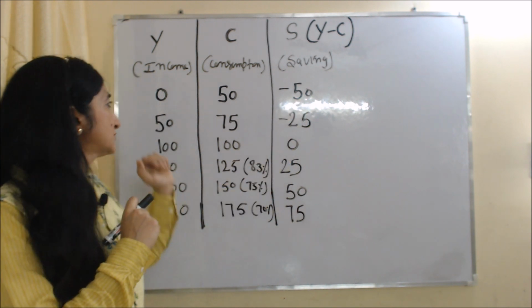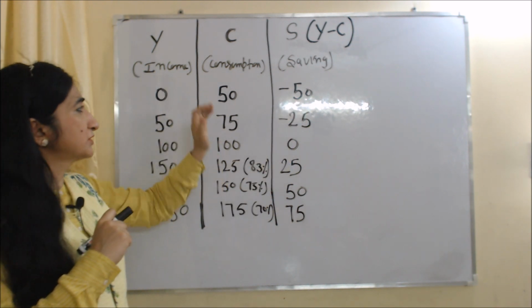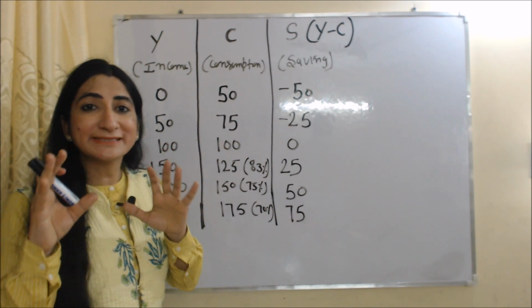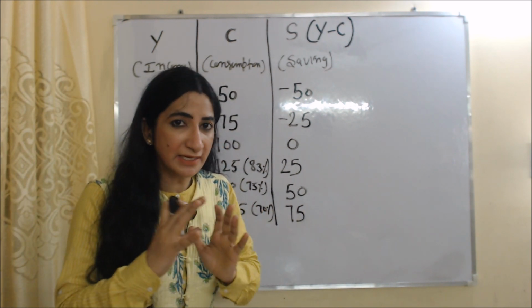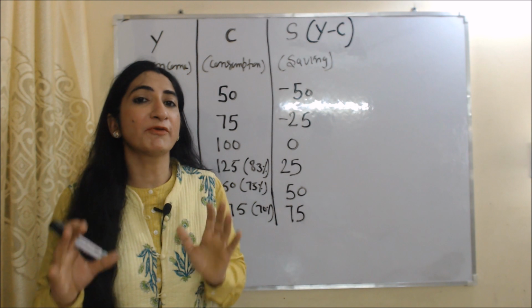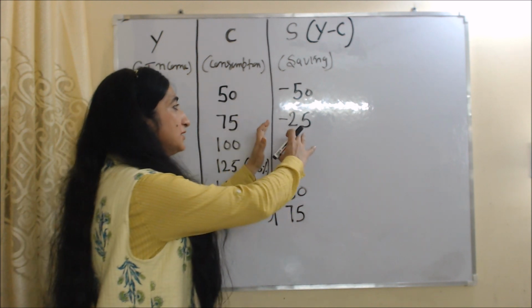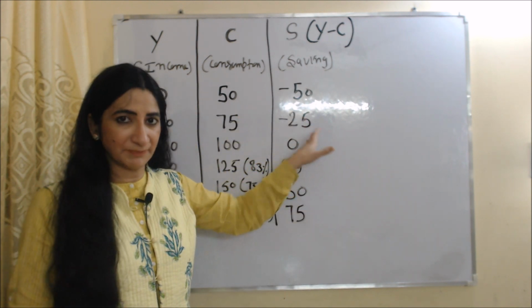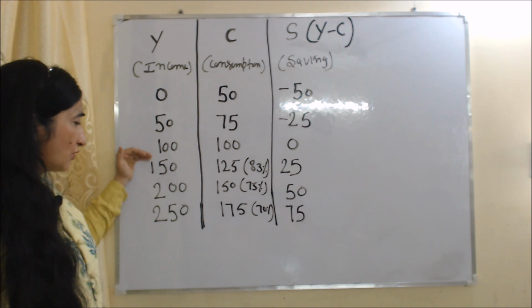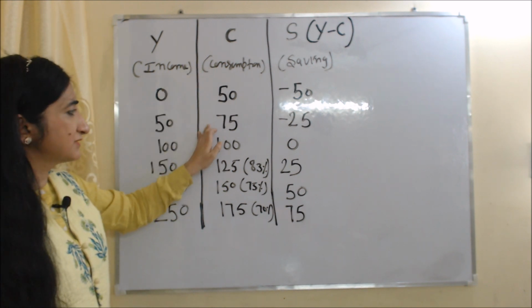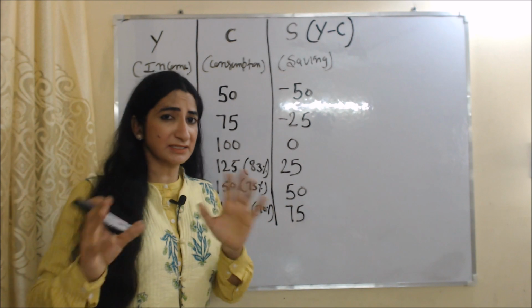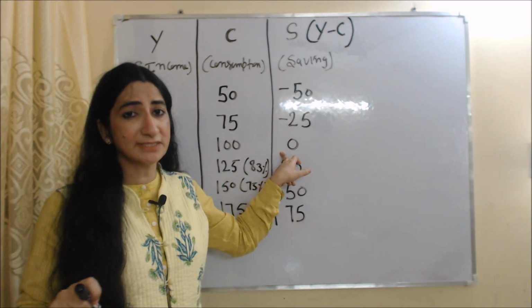Now his income increased from 0 to 50. Consumption also increased from 50 to 75. But still, consumption is more than his income. He has a shortfall of 25 rupees. That's why he is taking 25 rupees from his past saving. Now his income increased from 50 to 100. Consumption also increased from 75 to 100. In this case, income and consumption are equal to each other. That's why saving is 0.